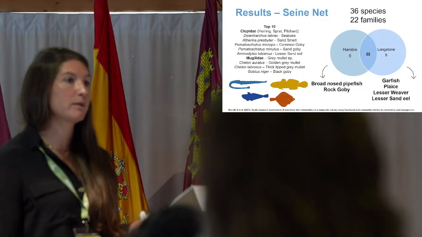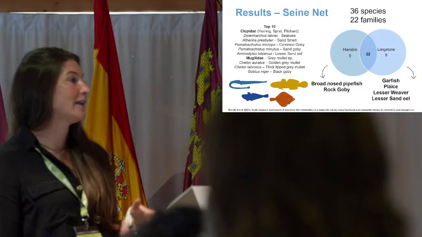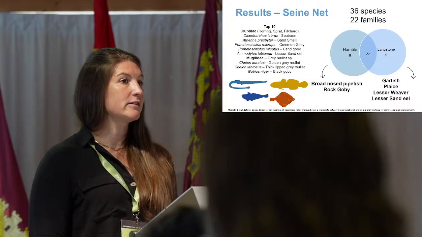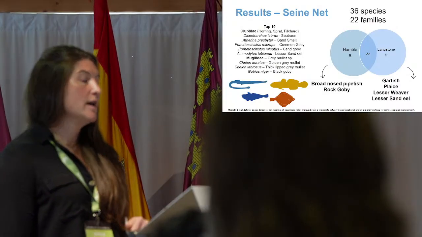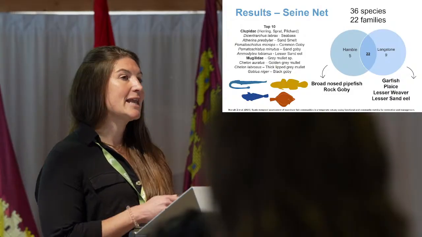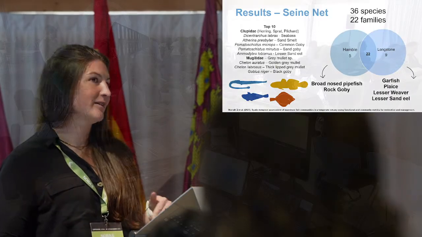Again, if you split this across Hamble and Langston, Hamble had 5 unique species, including broad-nosed pipefish and the rock goby, whereas Langston had 9 unique species, including garfish, plaice, lesser weaver, and sand eel.